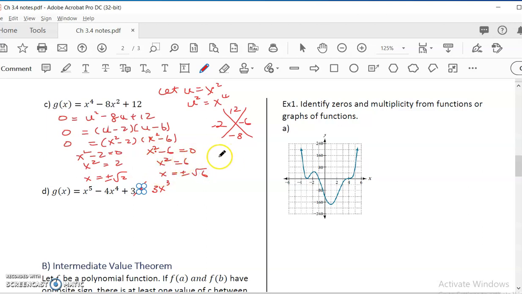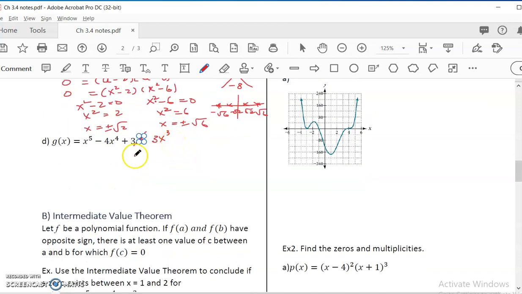So on the number line, you would expect negative square root 6, negative square root 2, square root 2, square root 6. The graph would pass through this point. Okay.